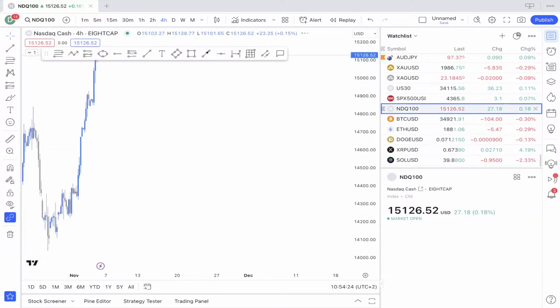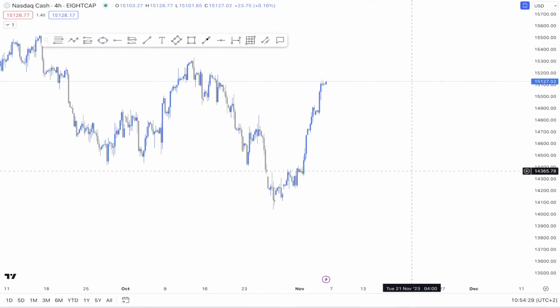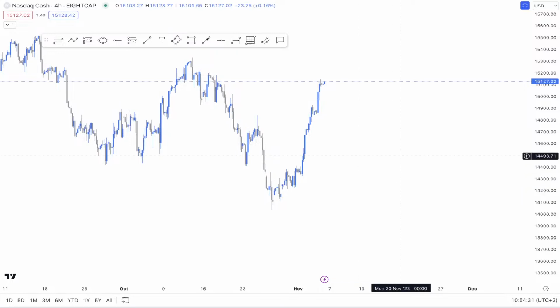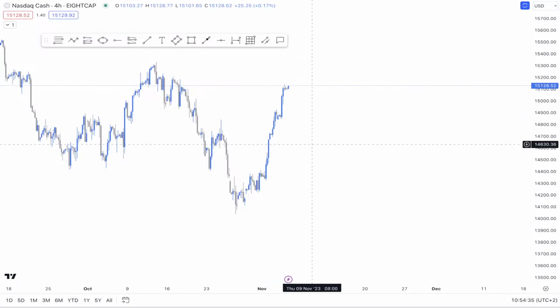And lastly, NAS100, again, pretty much the same exact story. Okay, pretty much the same exact story as on US30 and SPX, a very overextended range in my opinion.